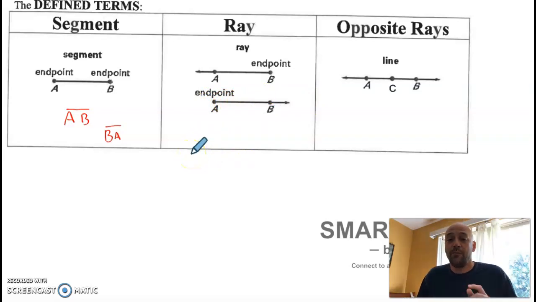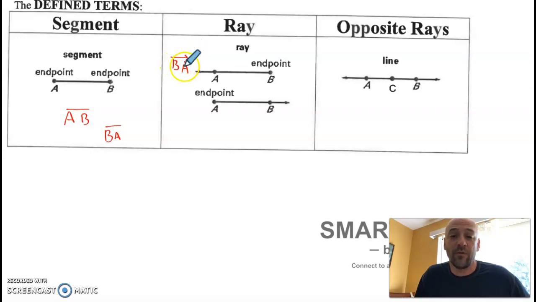Now, with rays, because it starts at one point and then goes forever through another point, how you name it is important. We always name it by what point the ray is starting at. So this ray starts at B, goes through A, and continues on forever. And we draw this little one-sided arrow. Starting at B, going through A, continues on forever. That's what that one arrow means. This ray, it starts at A, goes through B, continues on forever. So this is how we name it. Notice how I use the capital letters again.